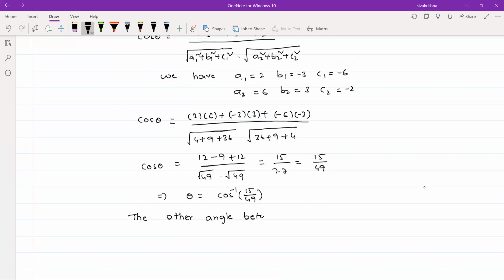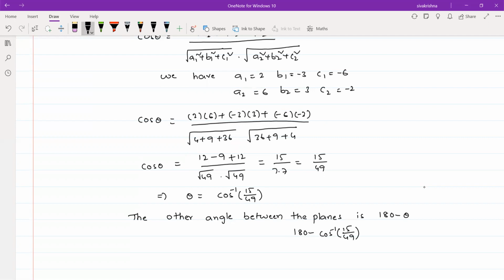between the planes is 180 minus theta. So this is the formula to find another angle between two planes. One angle can be found by using the formula cos theta, and the second angle can be found by using the formula 180 minus theta. So the other angle is 180 minus, here theta is nothing but cos inverse of 15 by 49. So this is the other angle. It means we are having two angles in between two planes.